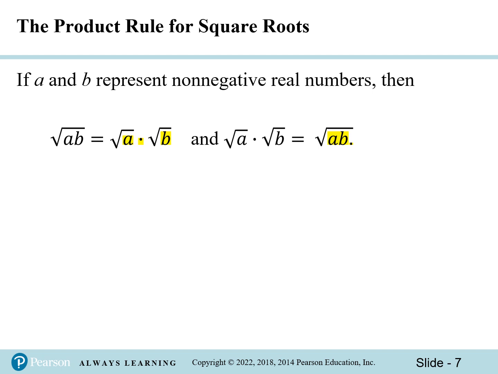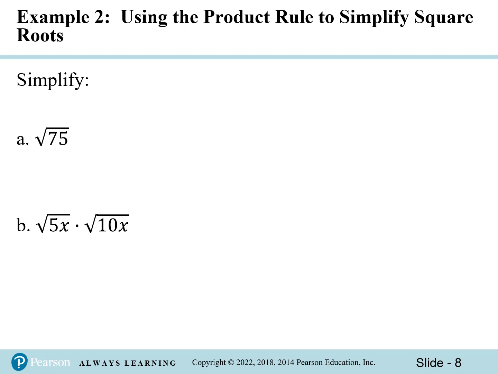Product rule, we can either separate them under different radicals as long as it's multiplication, or we can combine them under the same radical. Sometimes it's helpful to do it one way, sometimes it's helpful to do it another way. All right, so let's look at the square root of 75, and we have to simplify it. There's a couple ways we can do this.